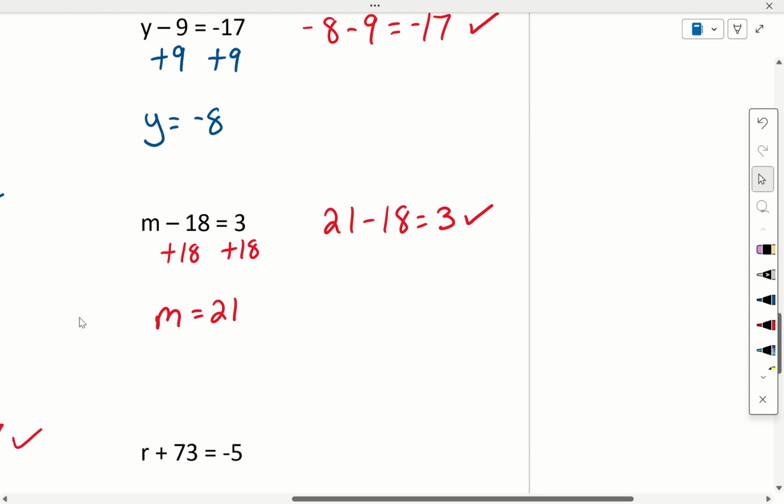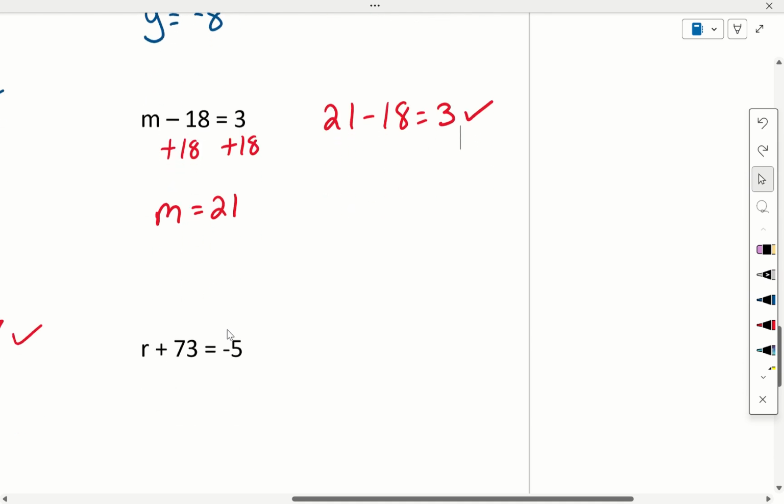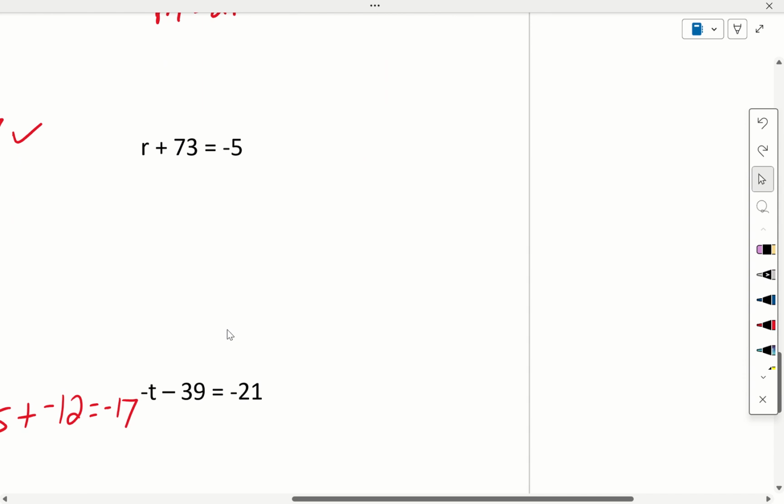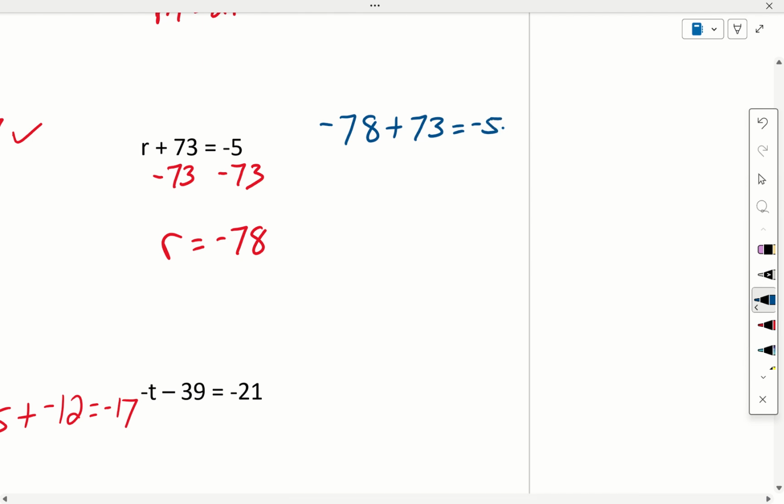If it doesn't check out, that means you made a mistake over here somewhere, and you need to go find your mistake, correct it, and then check again. R plus 73 equals negative 5. The inverse of adding 73 is subtracting 73. Minus 73, minus 73. And we get r equals negative 78. Let's check that. Negative 78 plus 73 does in fact equal negative 5.